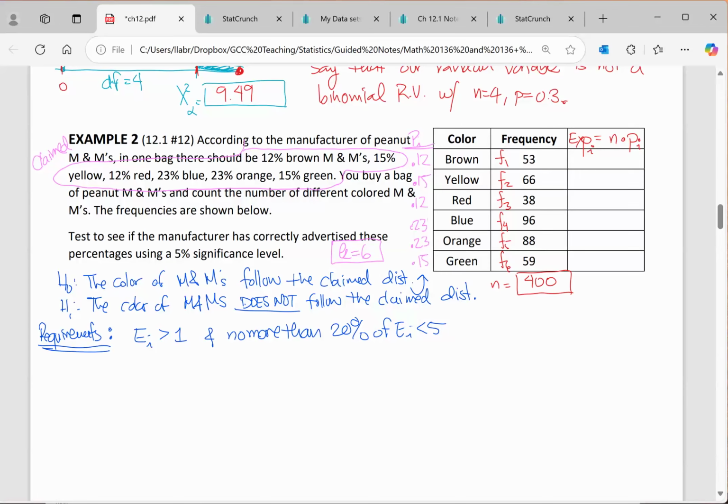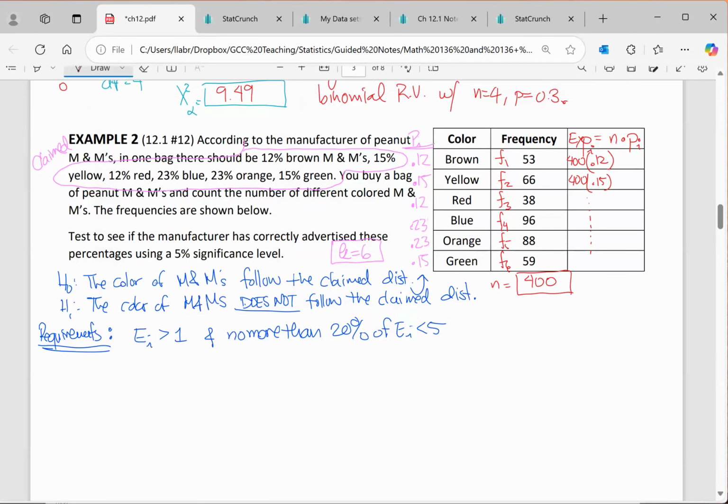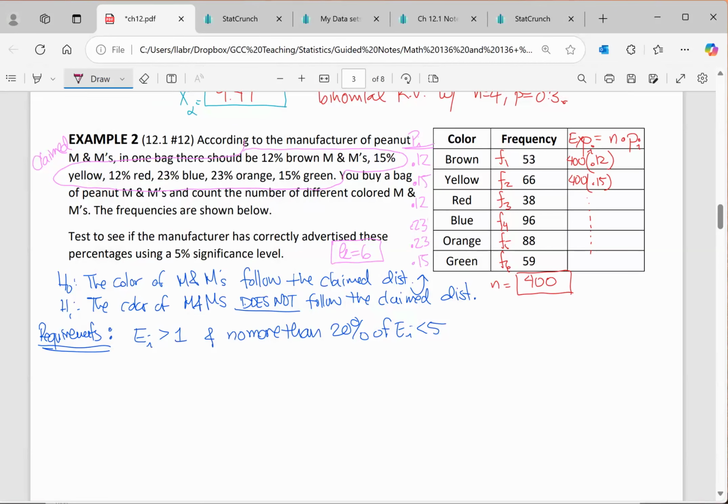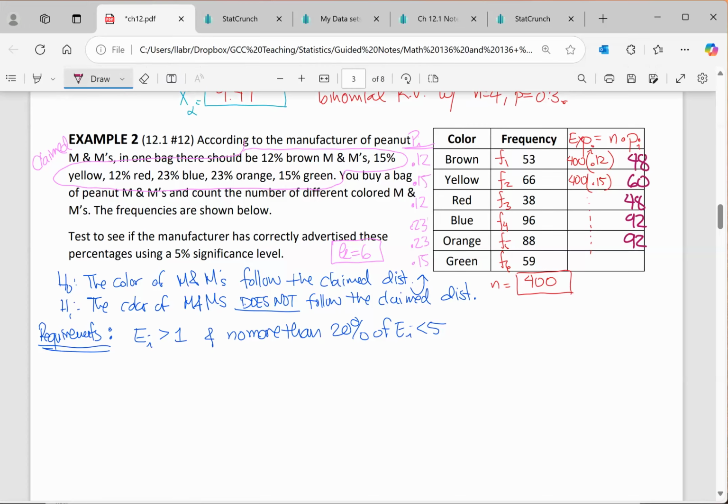So from that 400, we can go ahead and multiply 400 with the corresponding claim proportion of 0.12. Okay, and we'll just do that for each one of these categories. And that'll give me the expected count. So unfortunately, you do need to do this by hand. But luckily, it's just multiplication. So it's not all that bad. If you do this by hand, you find that this is 48, this 60, 48 again, 92, 92, and 60.